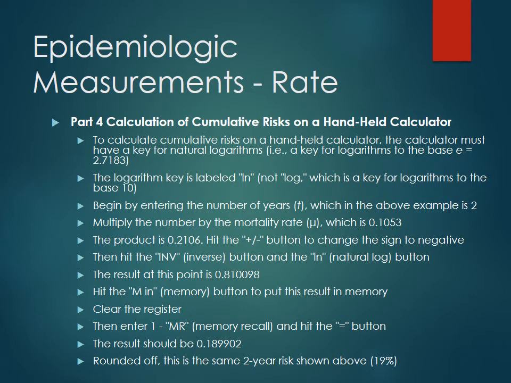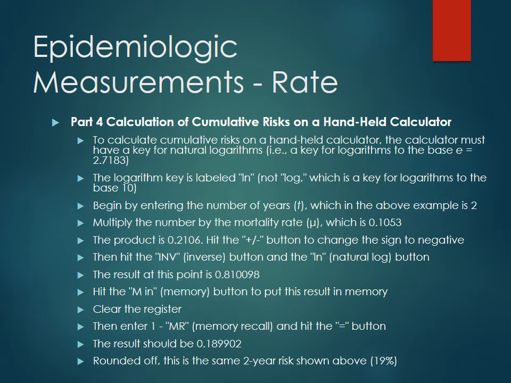Essentially you're going to be entering the number of years. In this instance it was 2. You would multiply that by your constant, or mu, which in this instance would be 0.1053. So you multiply those two together. You hit the plus-minus key because you want that to be a negative. Then you hit the inverse button, and then the ln button. So basically that's going to give you e raised to the power of your constant times your time, made negative. Then you can put that into memory, do 1 minus that number, and you get your cumulative risk.